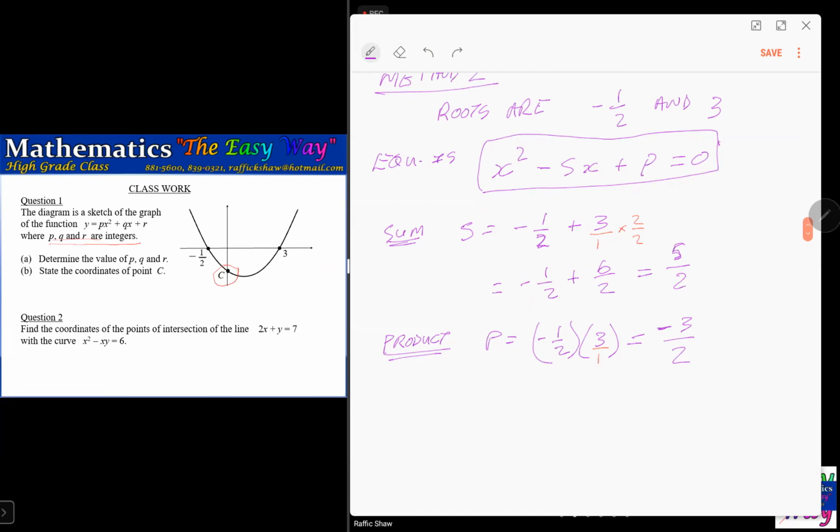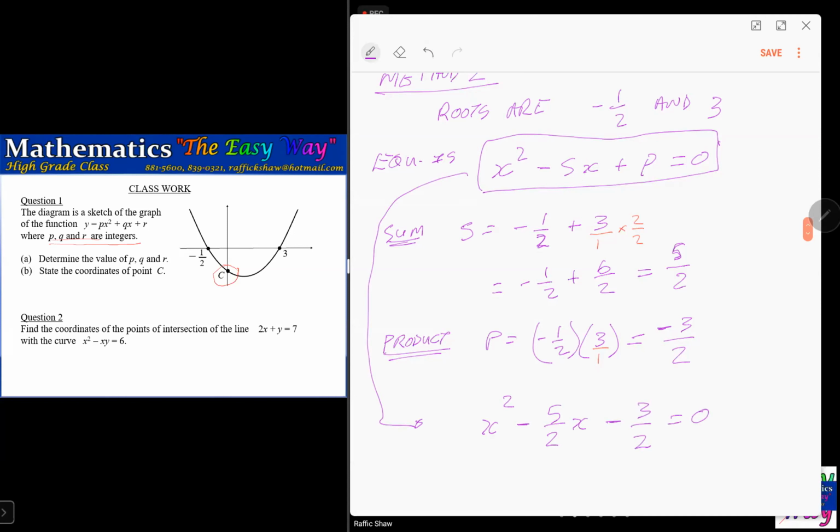So therefore, we can say this equation is x squared minus the sum, 5 over 2, x. Don't forget to put the x. Don't forget to put the x. Plus the p. We said the plus p is minus 3 over 2. And that is now equal to 0.